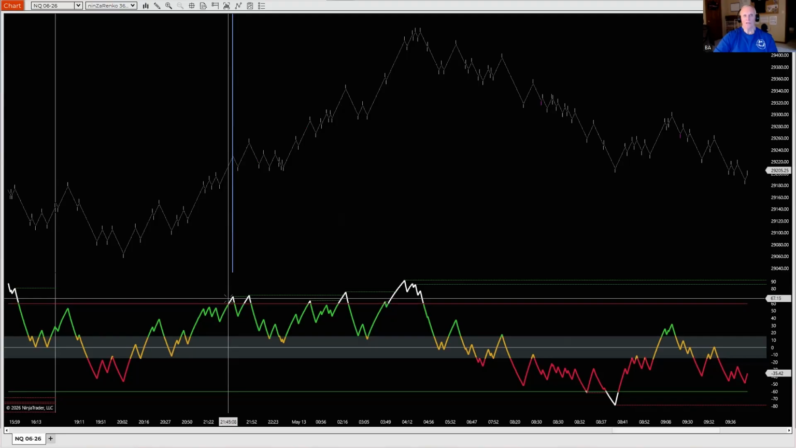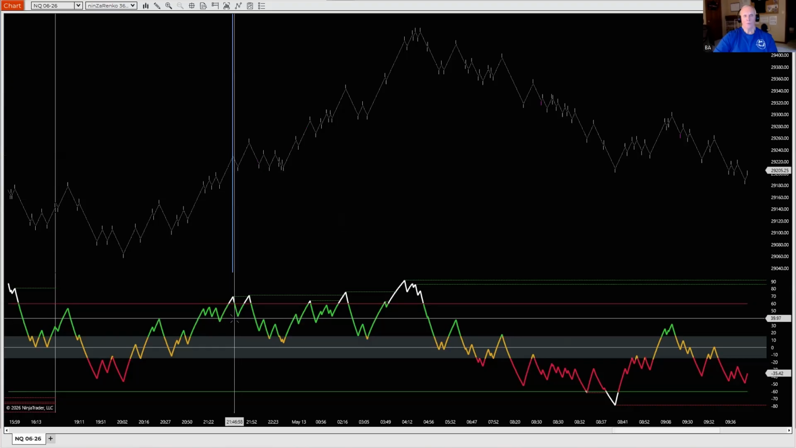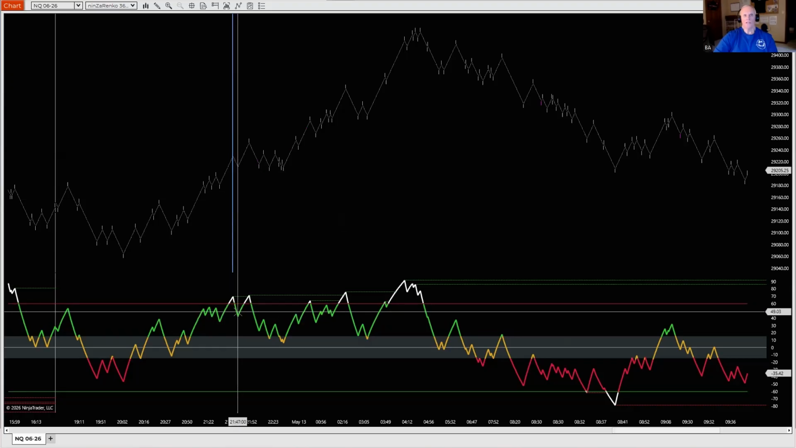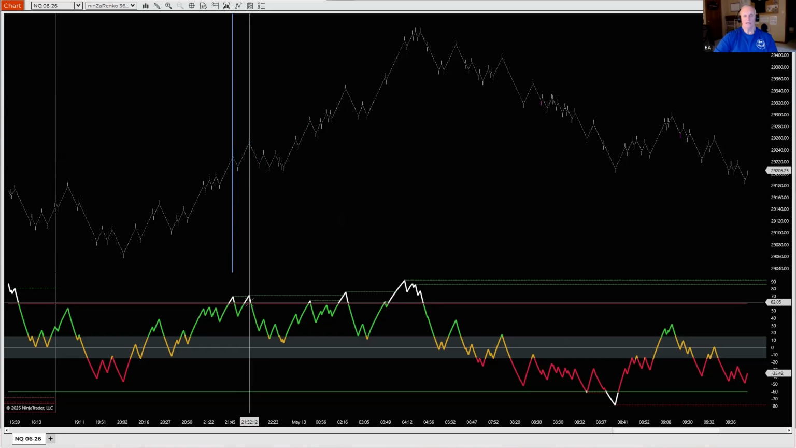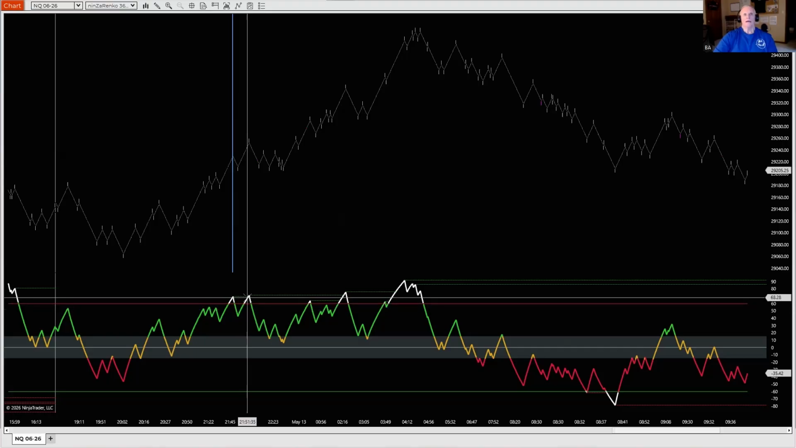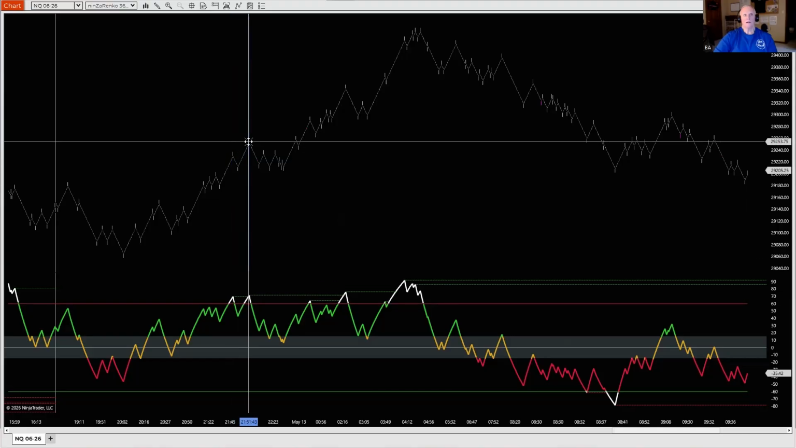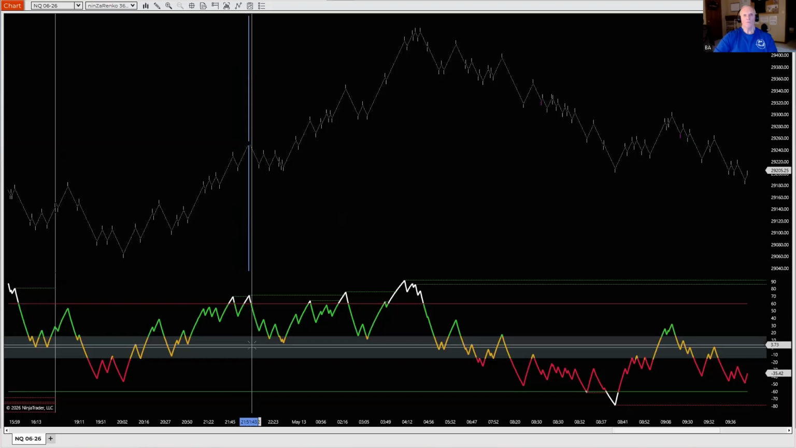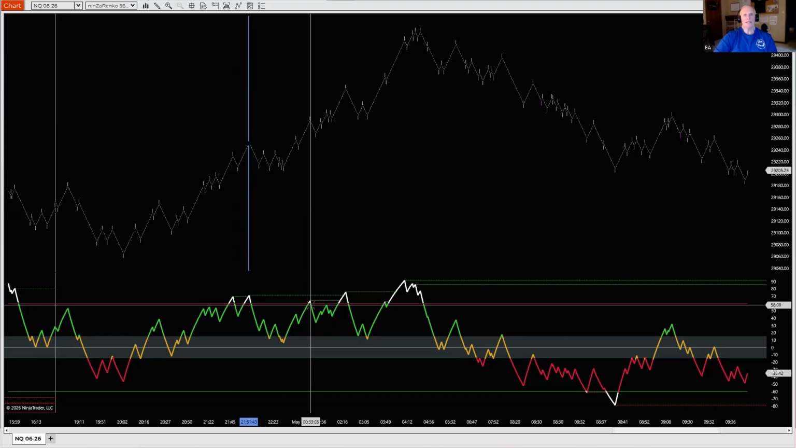that I have set intentionally for the NASDAQ, it colors it white right here. The market makes a higher high. We come back down. What I'm looking for is a higher high in price and a lower high in the indicator, the classic divergence. Okay. But we get a higher high, but we also get another higher high. So the clock starts again. Now I'm looking for another higher high and a lower high. We get it right here.